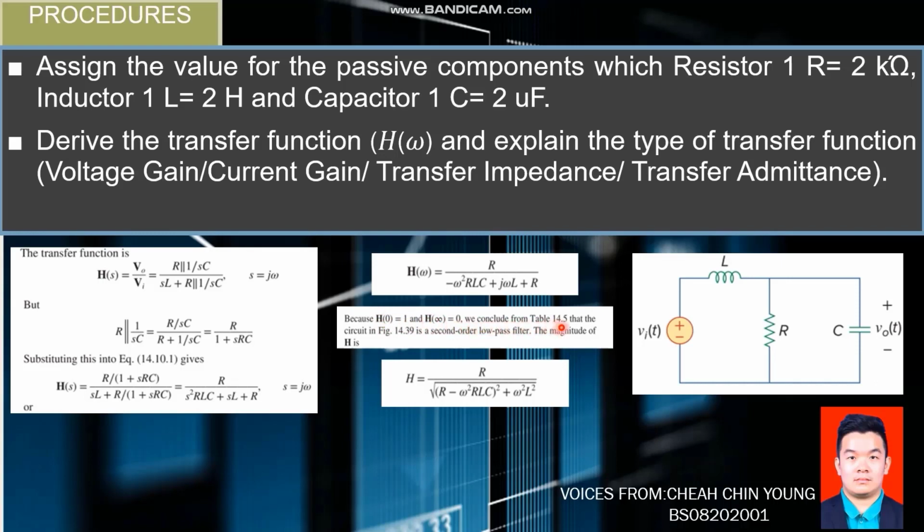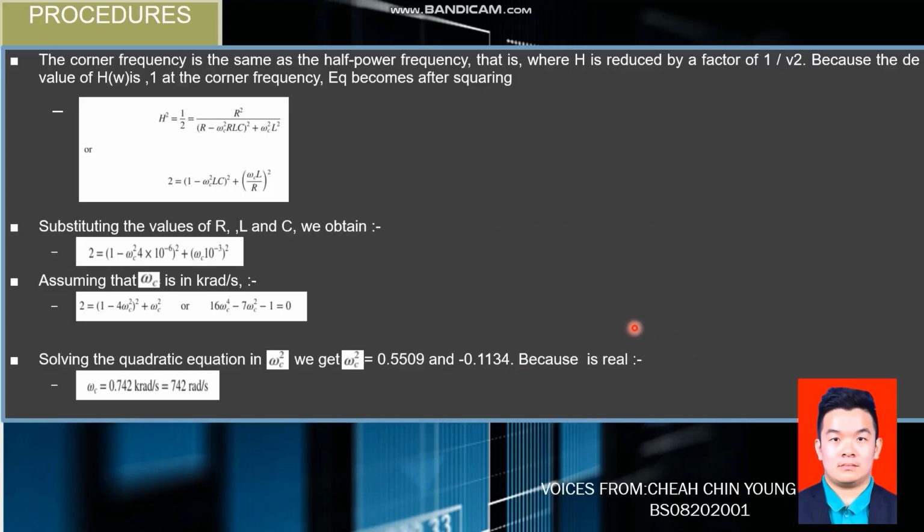Because H0 equals 1 and H infinity equals 0, we can conclude from table 14.5 that the circuit in this figure is a second order low pass filter. The magnitude of H(j omega) is 1 at zero frequency. This is the formula for it. The corner frequency is the same as the half power frequency, where H is reduced by a factor of 1 over root 2, because the value of H(0) is 1. After squaring, this is the formula after we simplify.